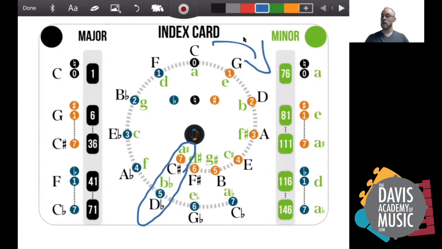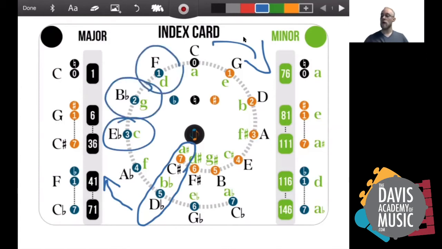But then at that point, we also switch over to D flat, which has 5 flats. These are enharmonic notes, C sharp and D flat. And then as we continue all the way around the circle of fifths, we start to lose flats. So A flat has only 4 flats, E flat has 3 flats, B flat has 2, F has 1 flat, and then we're back to C, which has no flats and no sharps.